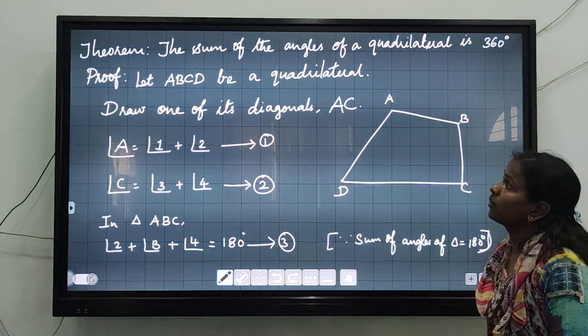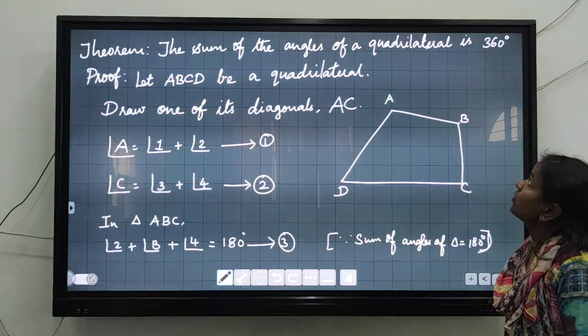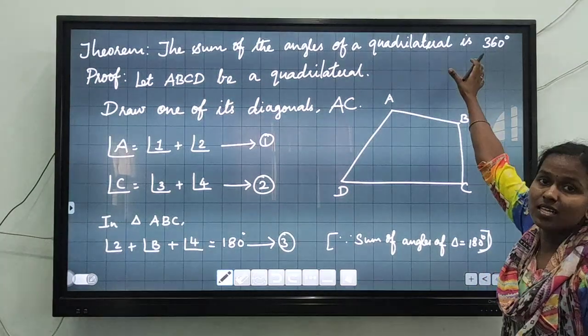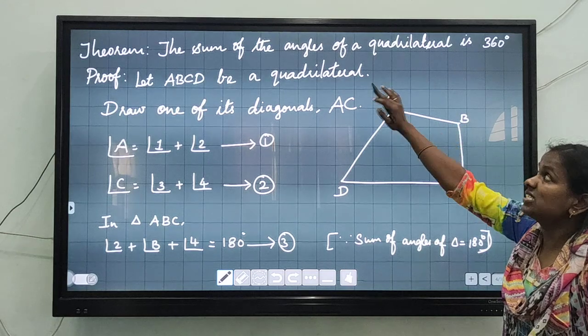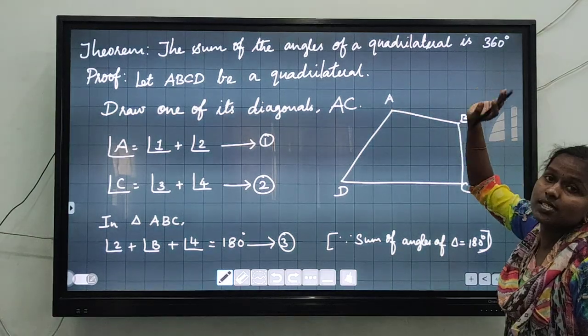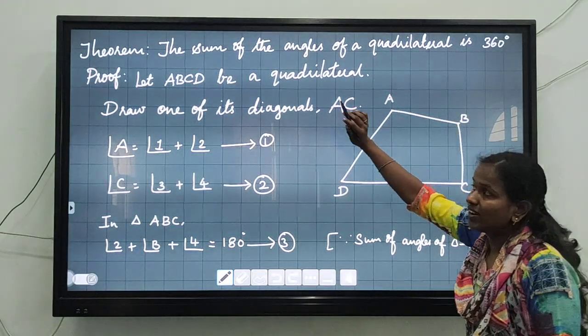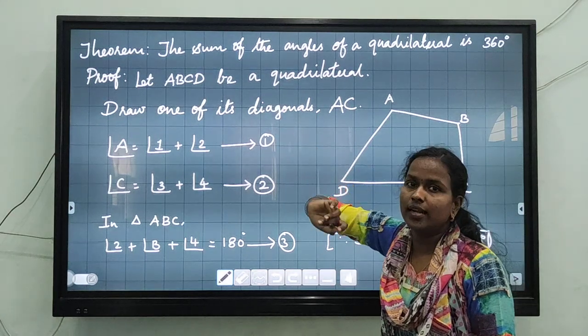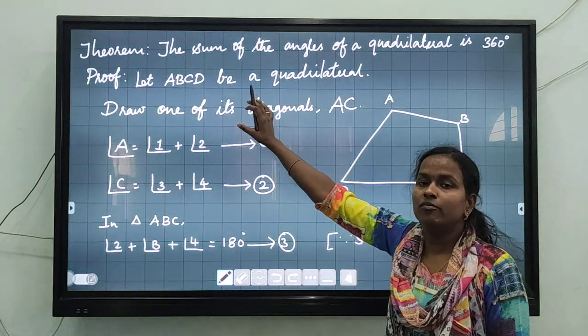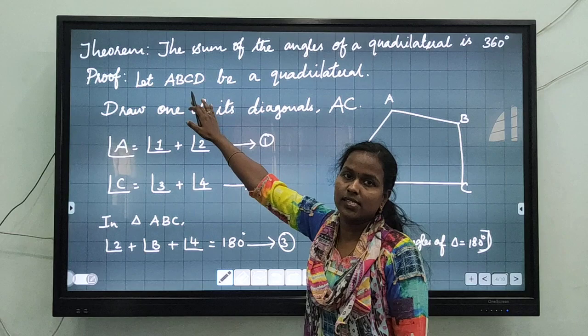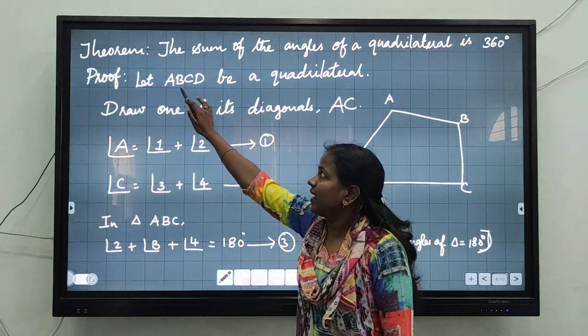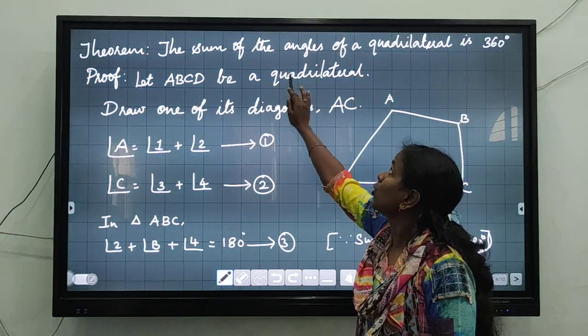Okay, first theorem. The sum of the angles of a quadrilateral is 360. This is the theorem. We have to prove how the sum of the angles of a quadrilateral is 360. So first to prove, I am taking one quadrilateral. I am going to give the name for that quadrilateral as ABCD. So I am writing, let ABCD be a quadrilateral.